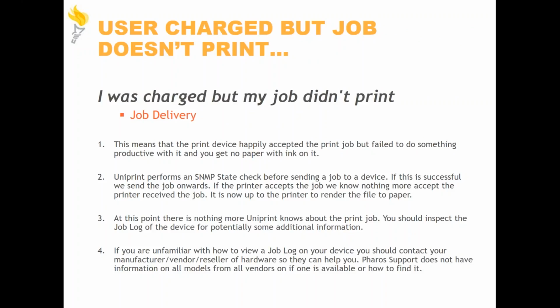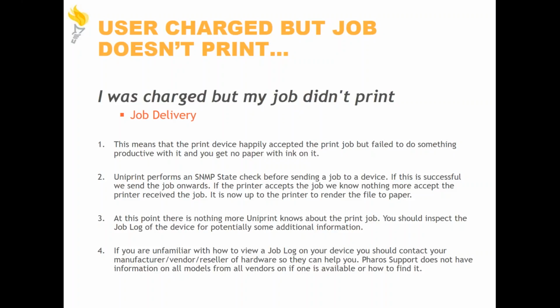So it didn't come out. If we go back to our terminology slide, we recall that not printing, not coming out is the job delivery component. You see I've highlighted that here in red for us. This means that the print device, the physical print device, happily accepted the print job. It took it across the network and said, yep, I got it, thank you. And the printer failed to do something productive with it, meaning it couldn't render it to paper. The engine had trouble with the file or the data in it. And you get no piece of paper out with ink on it, hence no print job.